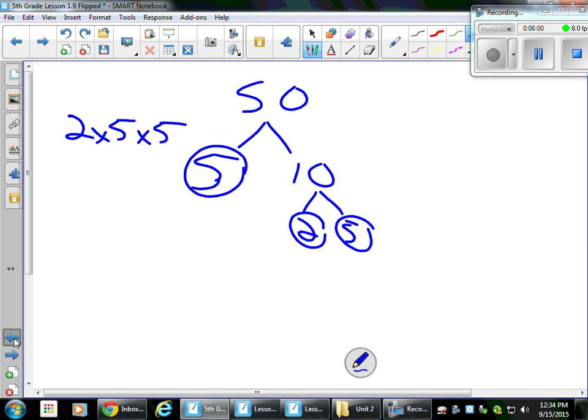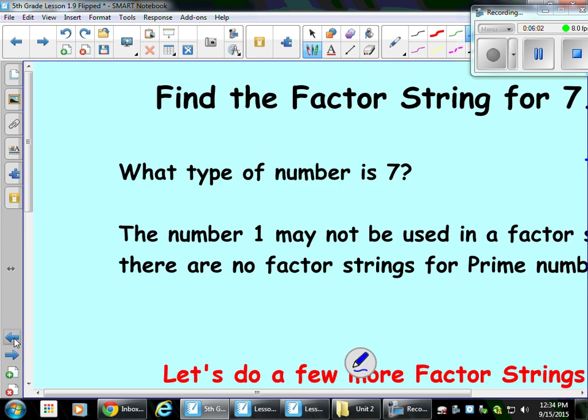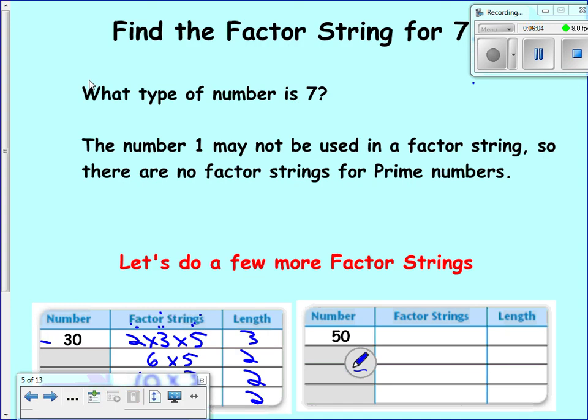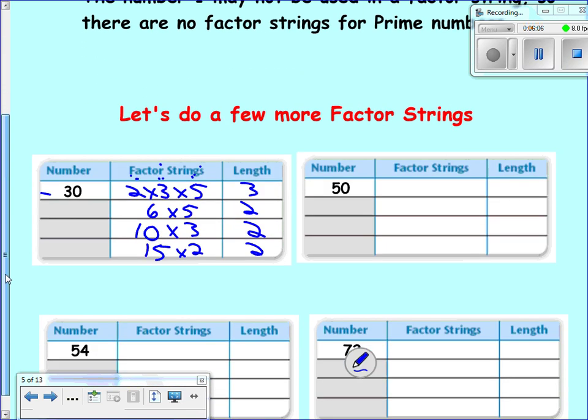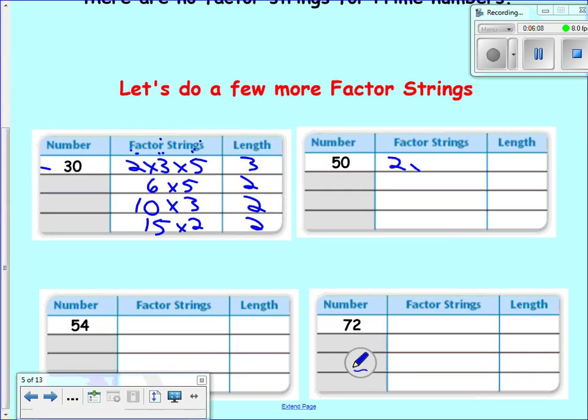So jump back to this page so you have an idea what's happening here. 2 times 5 times 5. This is 3 numbers long. I'm going to change colors here. What's 2 times 5 is 10 times 5. That's the factor string of 2. Let's take a look at another one here. What if I go in 5 times 5, which is 25, times 2?